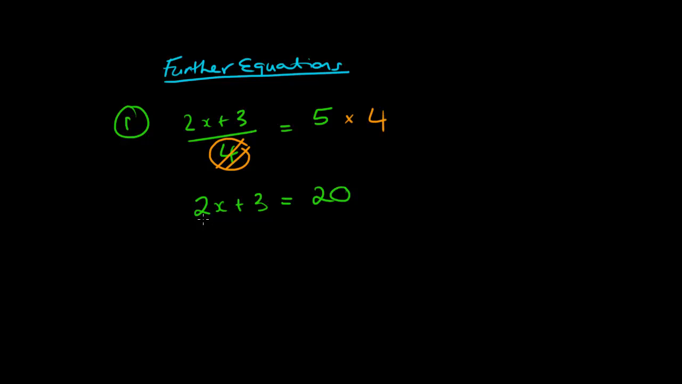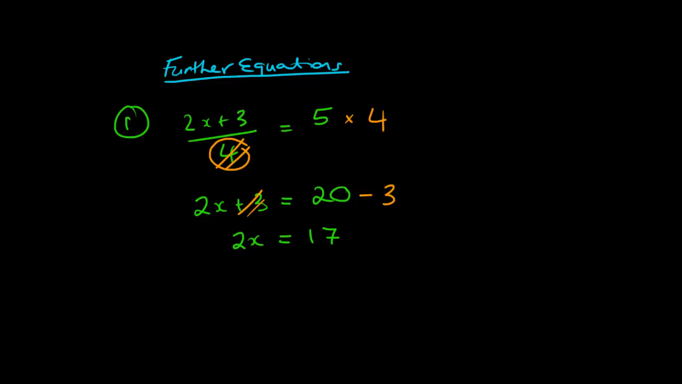Our second step, we've got the 2 and the 3 to eliminate. Well, obviously the 2 is joined to the x, so the 3 is the easiest to move over. The opposite of plus is minus. Remember that saying, if it changes sides, it changes signs. We then clean up and get 2x equals 17.